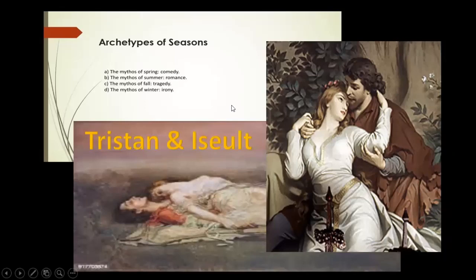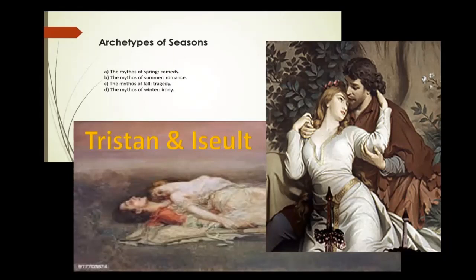The archetypes of seasons: if it's spring or the mythos of spring, it's comedy. If it's the mythos of summer, it's romance. If it's the mythos of fall, it's tragedy. And if it's the mythos of winter, it's irony. Okay, in the myth of Tristan and Isolde, if you remember, this is a tragic love story.